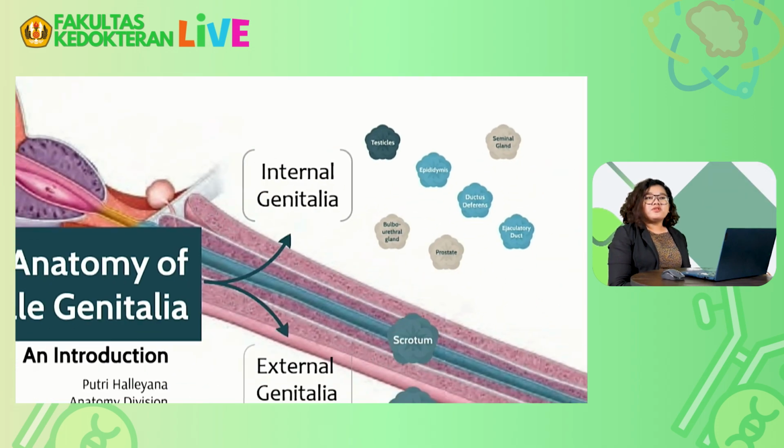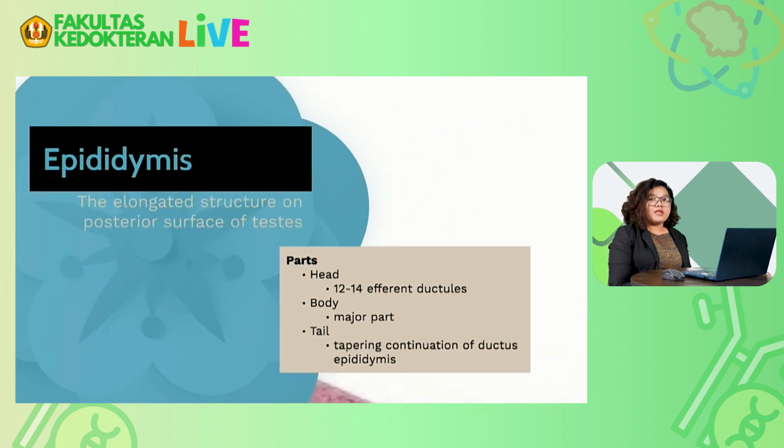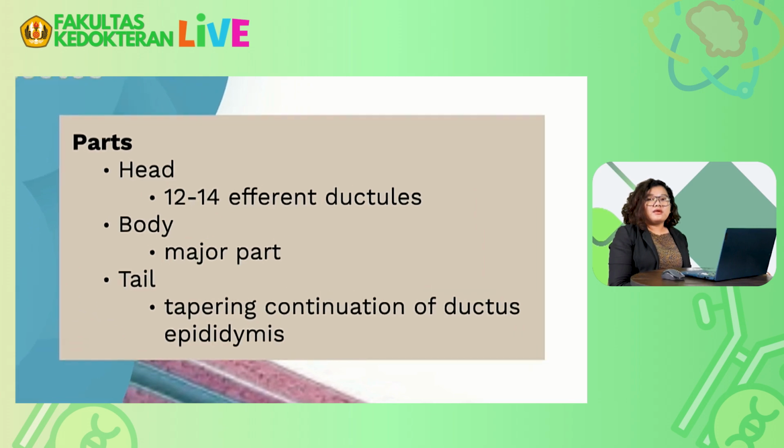Now we're moving to the next structure. Here we have the epididymis. It is formed by minute convolutions of the duct of the epididymis. It is so tightly compacted that it appears solid. Here we have several parts of the epididymis.